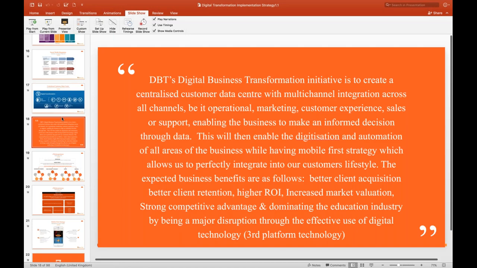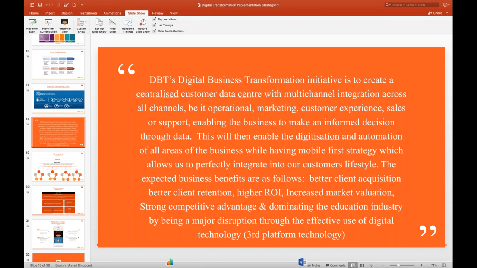So basically for us, we defined our digital transformation strategy as DBT's Digital Business Transformation Initiative, which is to create a centralized customer data center with multi-channel integration across all channels. So basically we take our operational channel, marketing channel, customer experience channel, sales and support channel, and digitize and automate all of that and link it and then make sure that it is connected to a centralized customer data center. So it doesn't matter what channel they're coming from, it's all feeding into the same data center.